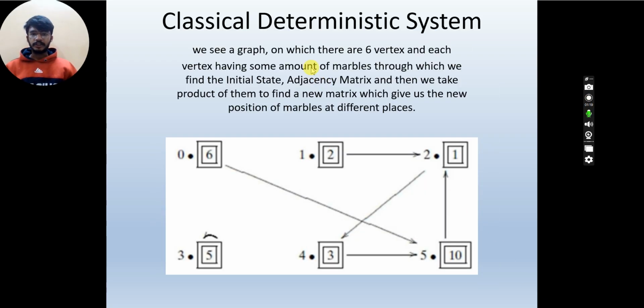Classical deterministic system. We see a graph on which there are six vertices, each vertex having some amount of marbles, through which we find the initial state and the adjacency matrix, and then we take a product of them to find a new matrix which gives us the new position of marbles at different places. So at vertex 0 there are 6 marbles, at vertex 1 there are 2 marbles, at vertex 2 there is 1 marble, and so on.